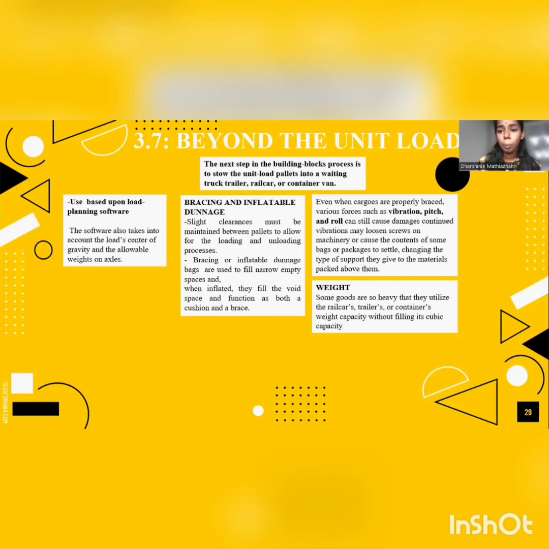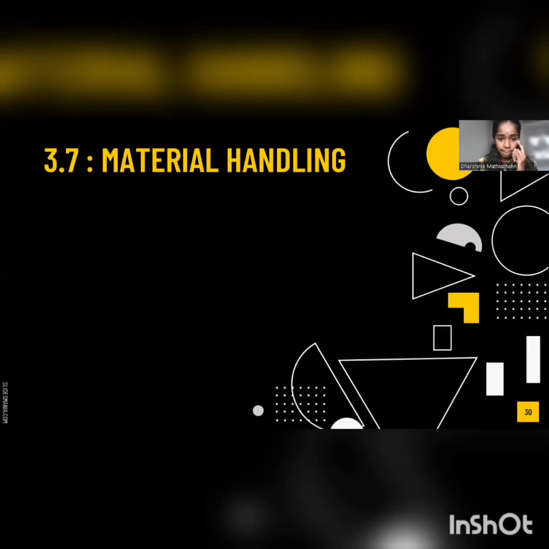Even when the cargoes are properly braced, a variety of forces such as vibration, pitching, and rolling can still cause damage. Continuous vibration may loosen screws on machines or cause the contents of some bags or packages to settle, changing the type of support they give to the material packaged above them. Then weight: some loads are so heavy that they would use up the rail car, trailer, or container weight capacity without filling its cube capacity. Okay, these are the examples.